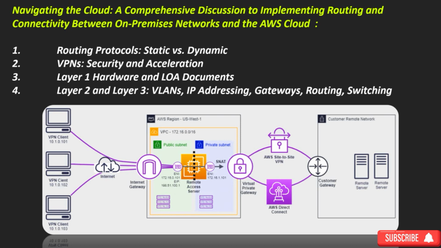In the ever-evolving landscape of cloud computing, businesses are increasingly leveraging the power of services like Amazon Web Services to enhance their operations. One critical aspect of this migration is establishing robust connectivity between on-premises networks and the AWS cloud. In this lecture, we will discuss some of the key considerations and best practices for implementing seamless routing and connectivity.